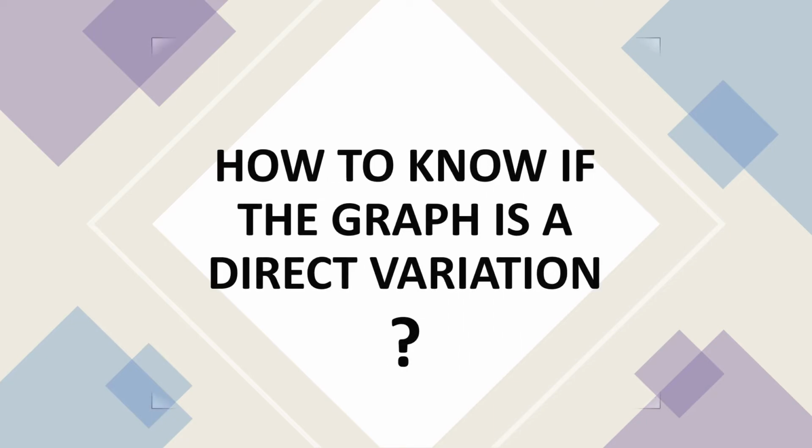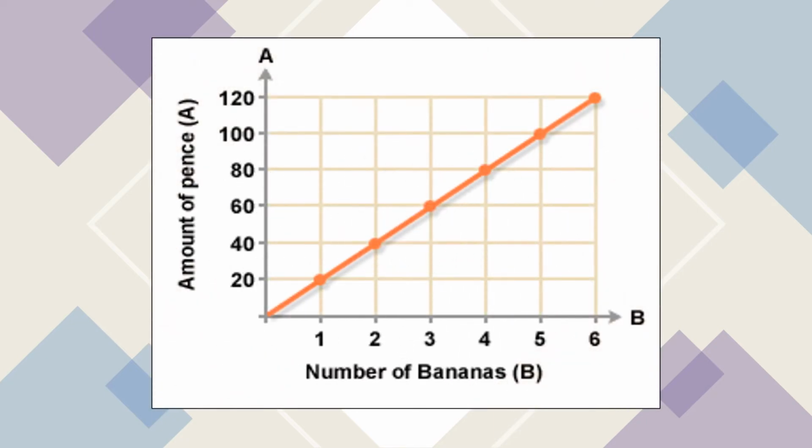Okay, next, moving on. How to know if the graph is a direct variation? Okay, ang graph ng direct variation is always a line. Lagi siyang pataas. Kasi once na tumaas itong number value natin sa baba, o yung first variable, tataas din yung ating value sa kaliwa, o yung nasa ating y-axis. Ibig sabihin, laging ganito yung kanyang graph, pataas.